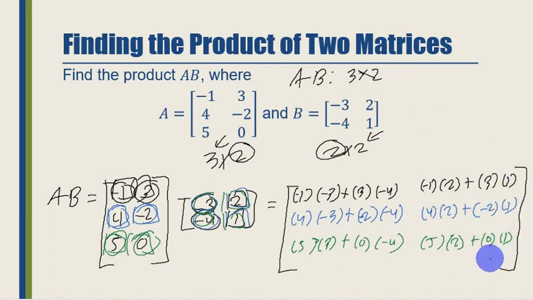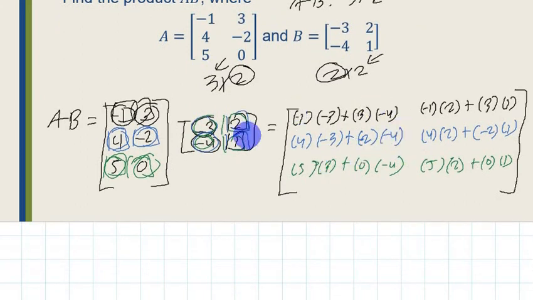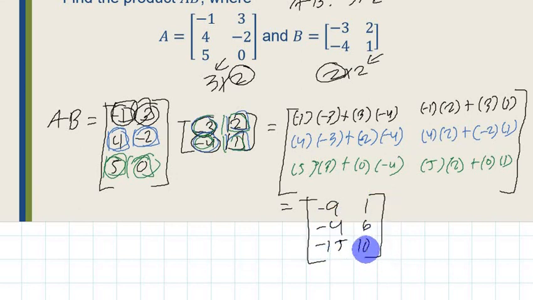So again, to get each entry of the product matrix, you would have to multiply the entries row per column, then add them. So for the first row, first column entry, you have to multiply the first row and the first column, then add them all together. Now that we have our product, let's simplify, and we are going to have simply the following matrix: -9, 1, -4, 6, -15, 10. So this is an example of matrix multiplication.